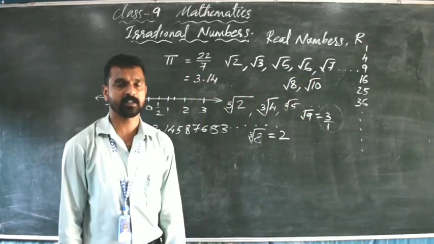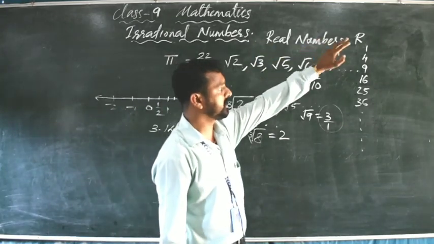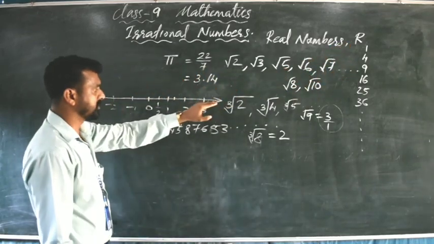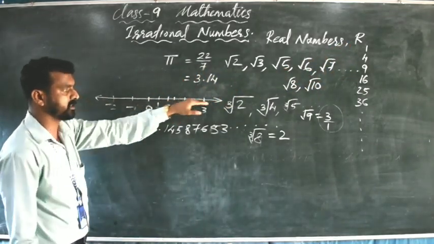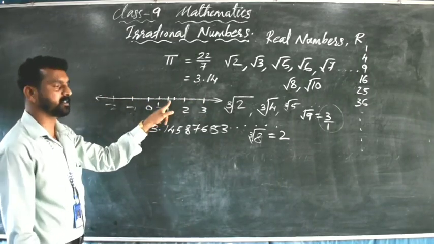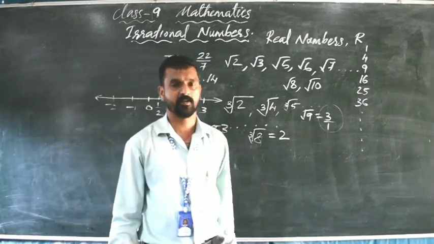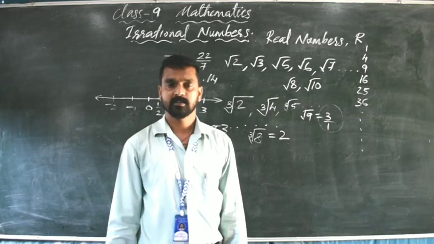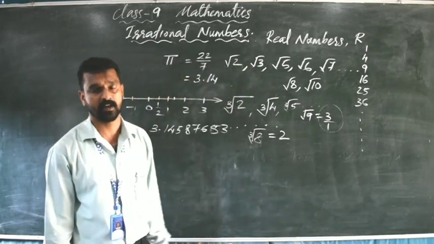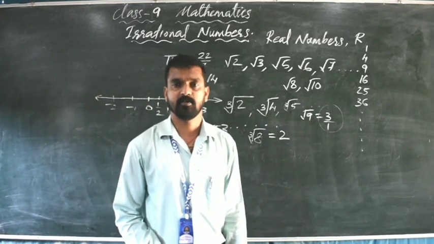The collection of all the rational numbers and irrational numbers together is called real numbers, denoted by the letter R. All these rational and irrational numbers can be represented on a number line. That is why this number line is called a real number line. So this much you have to remember, and the proof of this irrationality you will study in class 10. Now we will start the next exercise, exercise 1.2.